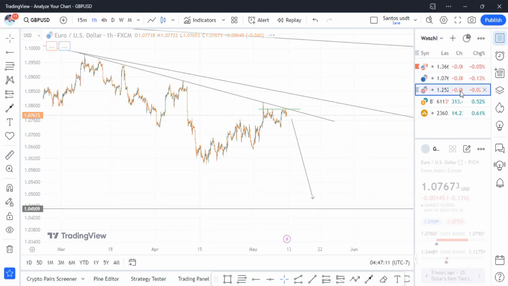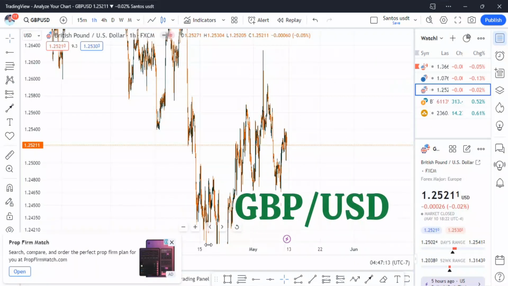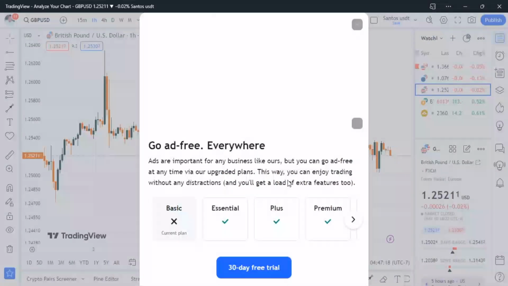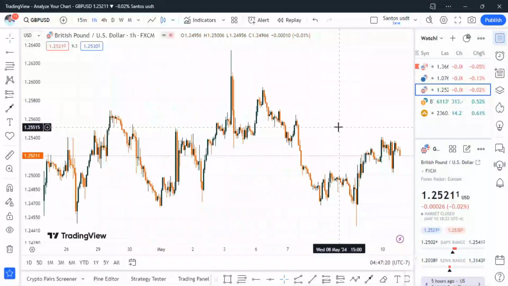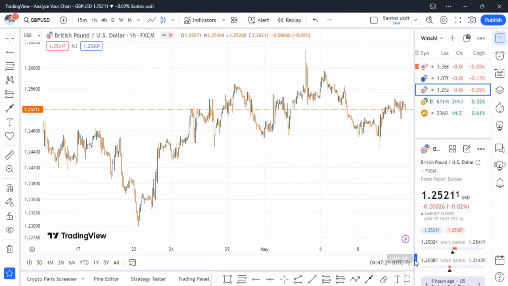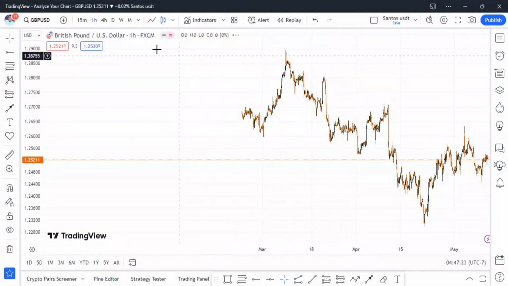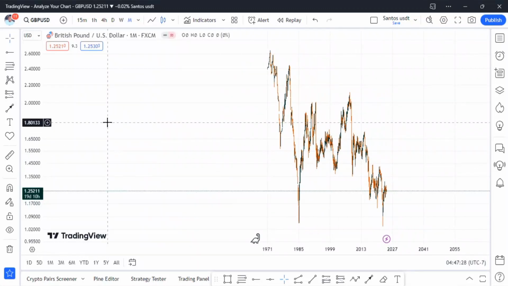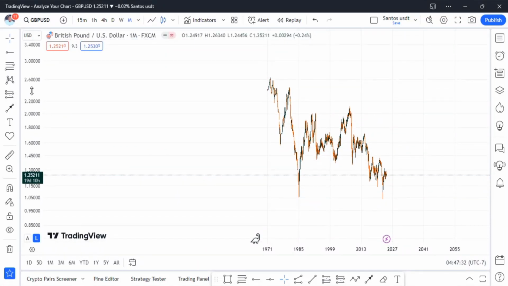We're looking at GBPUSD, the British pound. This is the British pound USD. So we go to the monthly time frame to see what the market is looking like overall. That's why I recommend FXCM, because it gives you large data for you to see the overall market.